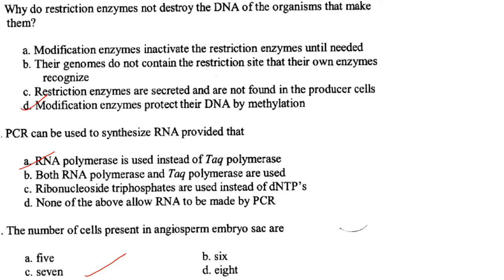Answer is option D. PCR can be used to synthesize RNA provided that. Taq polymerase does not work on RNA samples. So PCR cannot be used to directly amplify RNA molecules. So answer is option A, that is RNA polymerase is used instead of Taq polymerase.